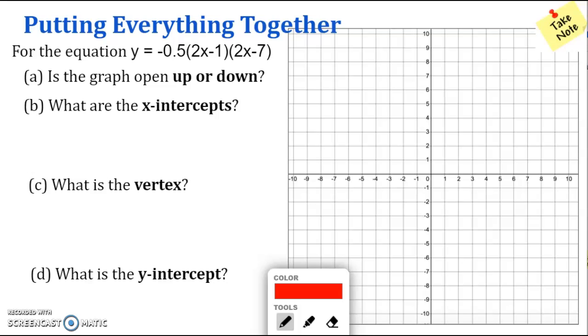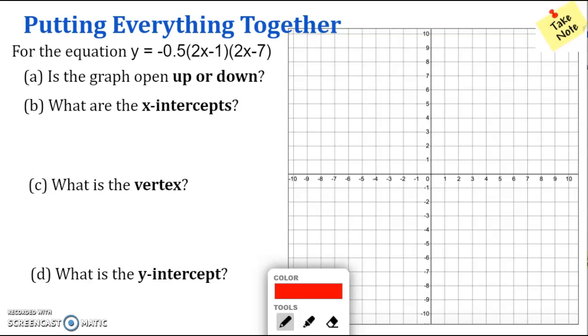Let's put everything together that we learned. Okay, so if you have a quadratic equation in factored form, y equals negative 0.5 times (2x minus 1) multiplied by (2x minus 7), can I graph this? Okay, what are the key features that I should be taking note of?